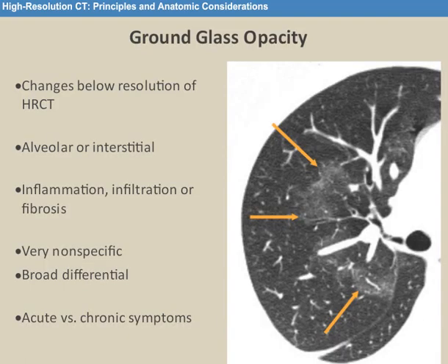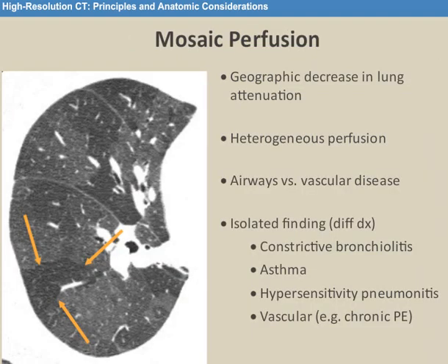And the 2 features are ground glass opacity, changes below the resolution of CT, and in essence, the most nonspecific CT finding there is. It can be alveolar, it can be interstitial, inflammation, infiltration, fibrosis, totally nonspecific. Differential is broad and depends mainly on symptom duration. Acute symptoms, edema, infection, DAD, hemorrhage, chronic symptoms, interstitial pneumonias, malignancies, other things, lymphoproliferative disease, etc. Very nonspecific finding.